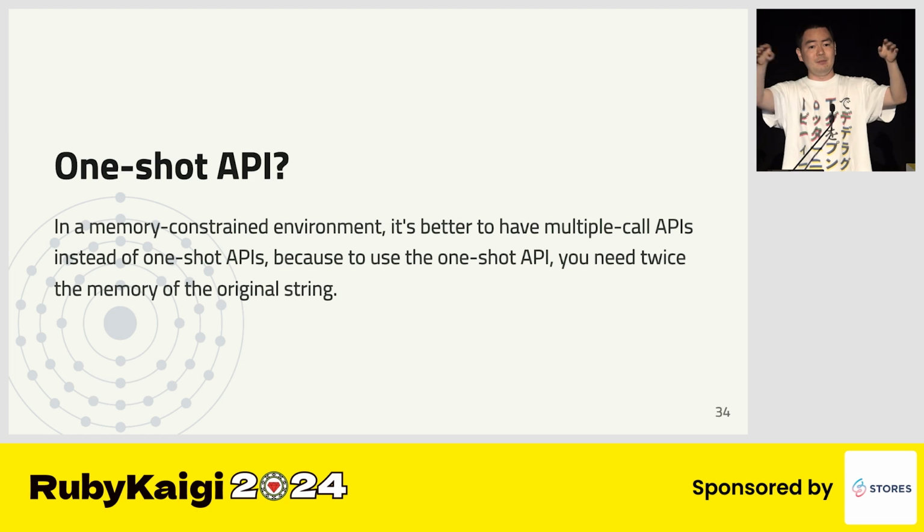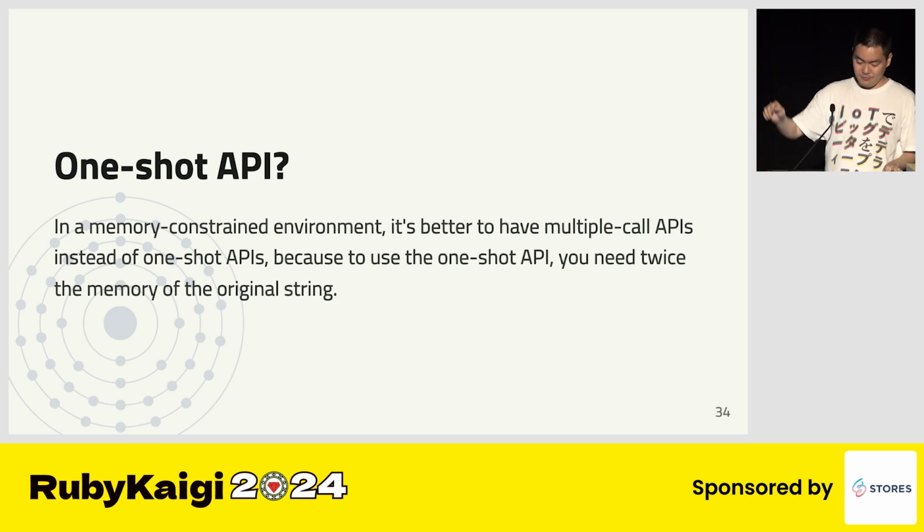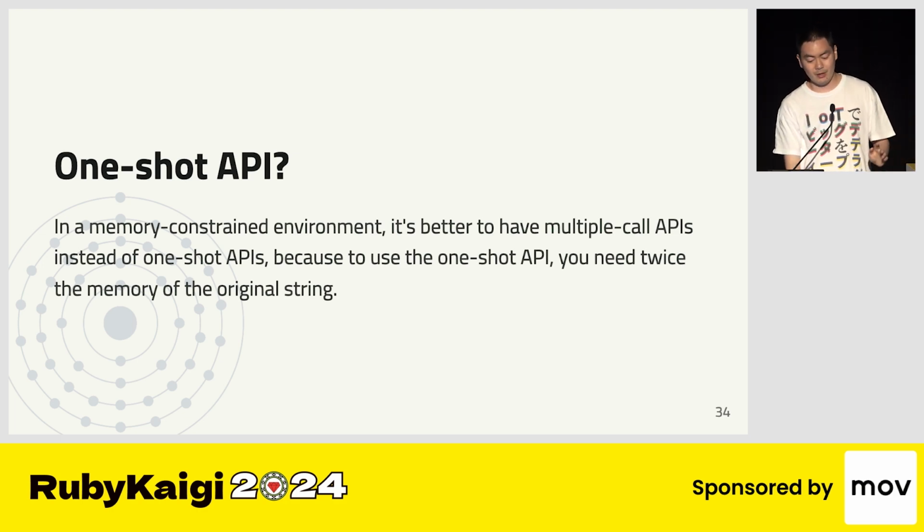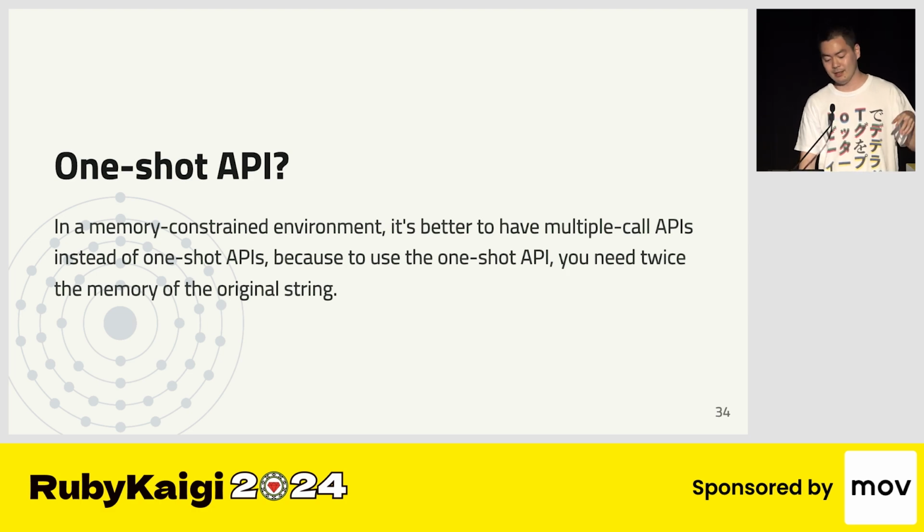You need to have a buffer that has the same length, which means that you need to have twice the memory of the original string. With multiple call APIs, we can process partially encrypted strings, send them, then free the buffer to continue with the rest.